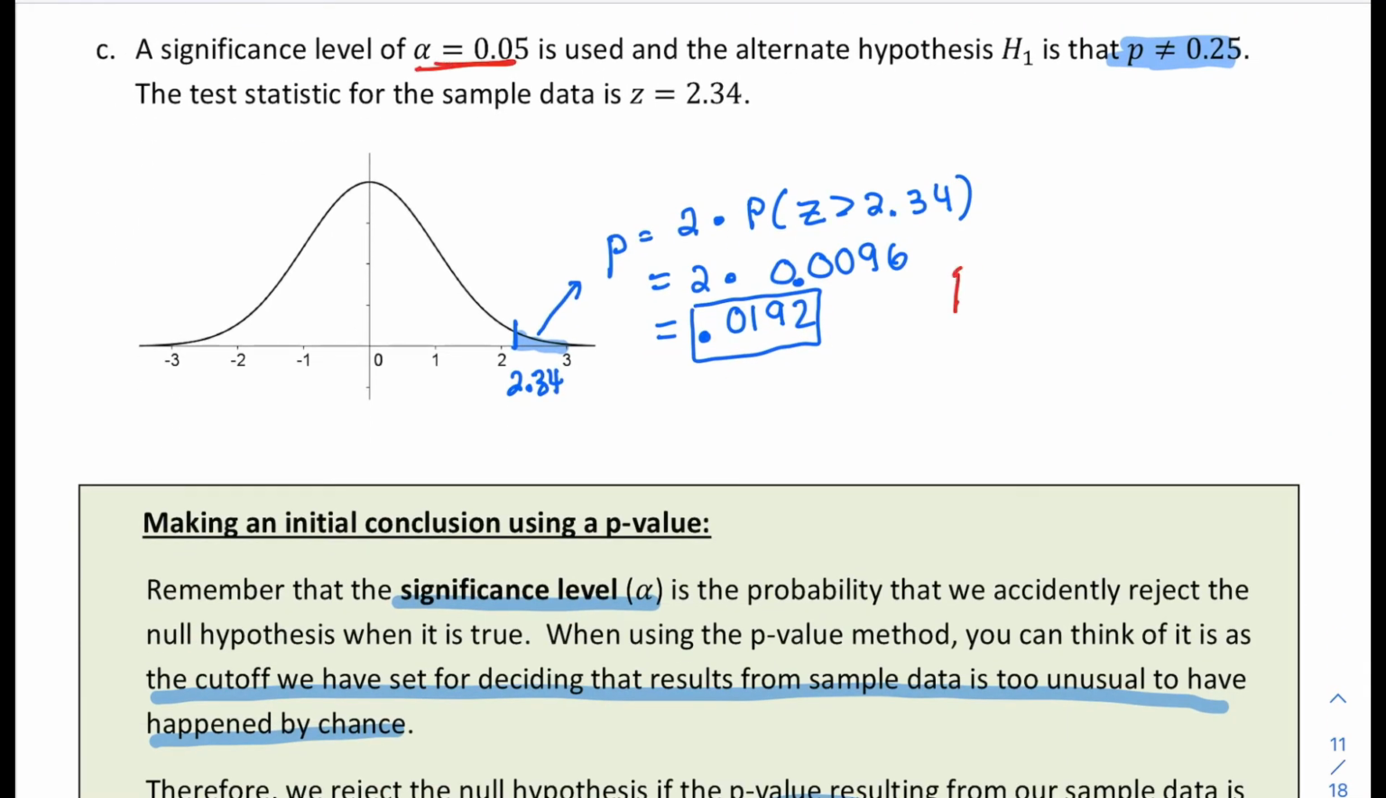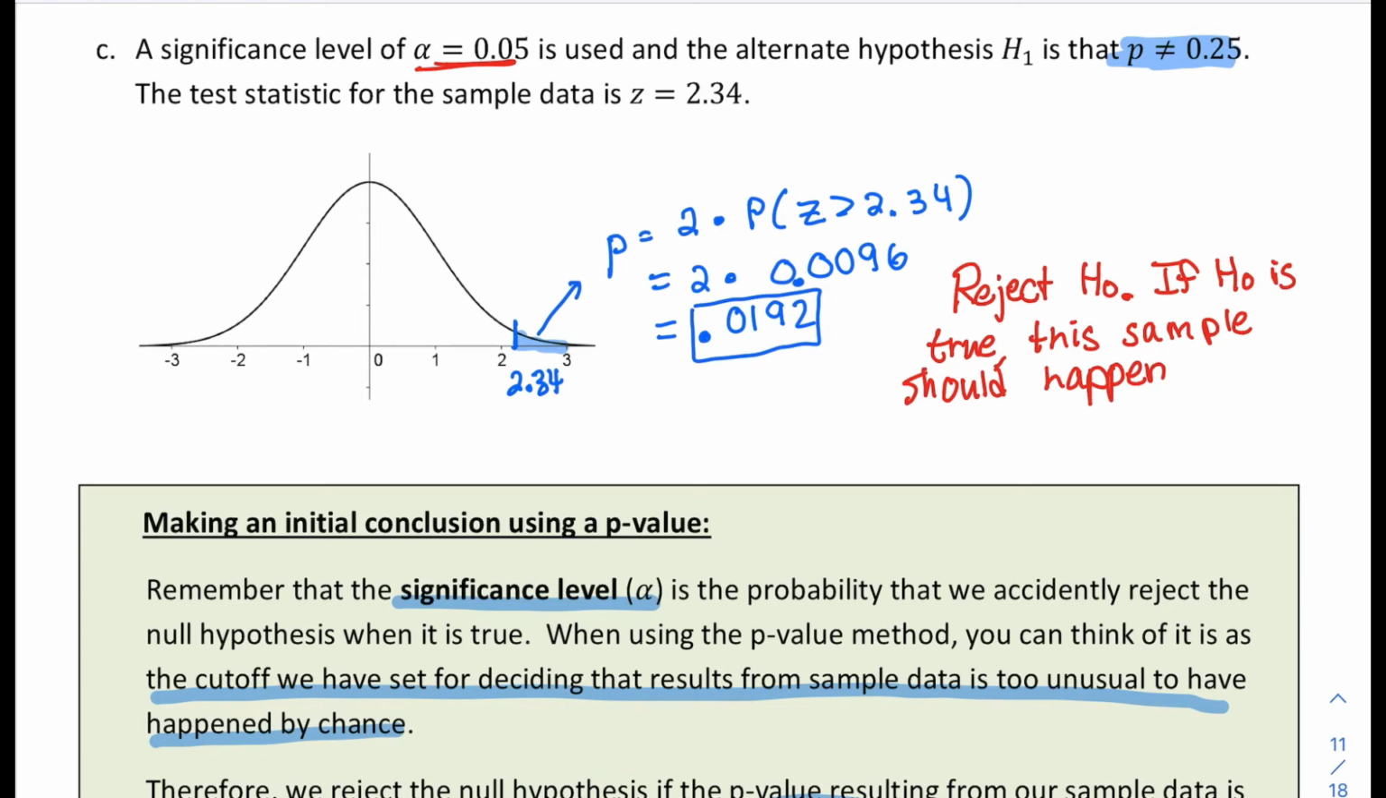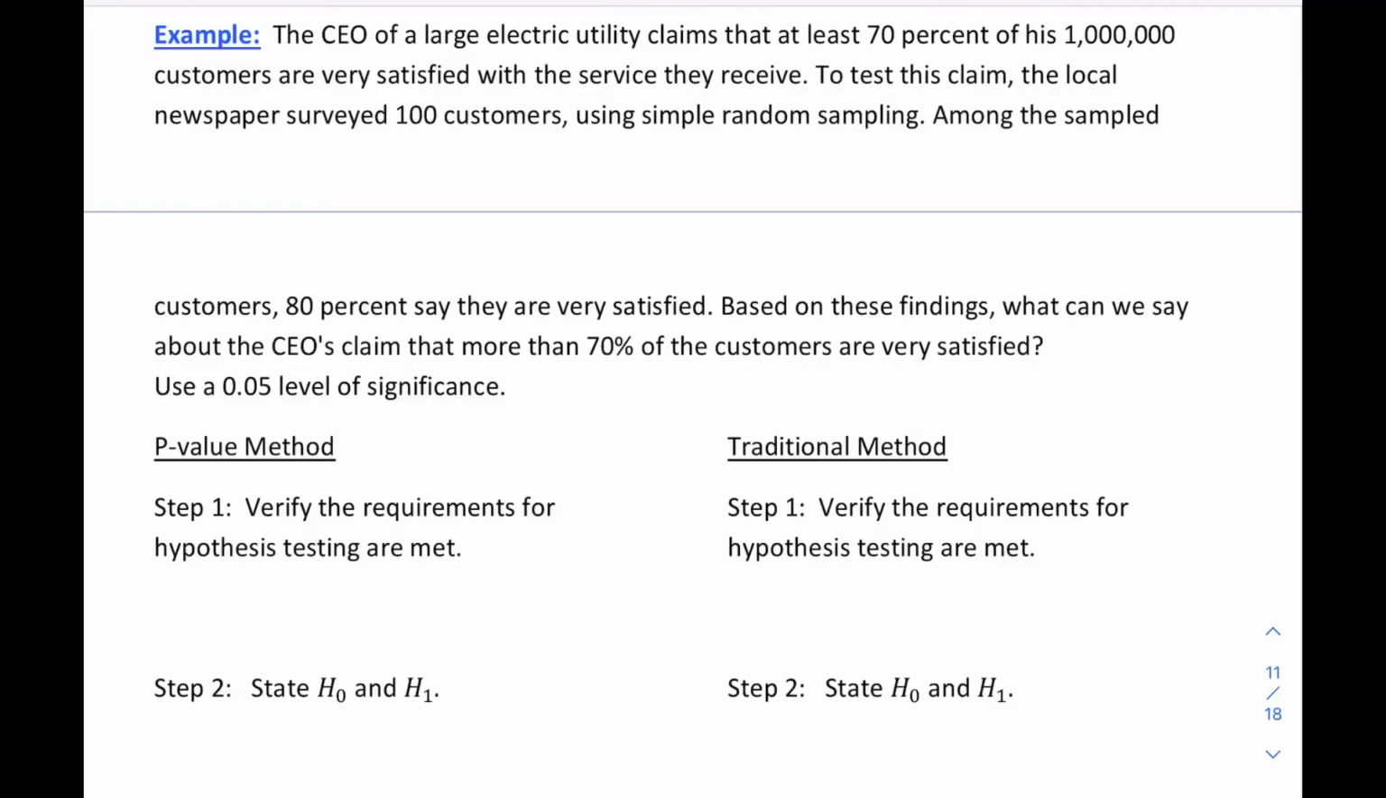Okay, last one here. Significance level is 0.05 and my p-value is smaller than that, which means we will reject our null hypothesis. If we assume the null hypothesis is true, this sample should only happen 1.92% of the time, which is pretty darn unlikely, and it's less than the 5% cutoff that we have set, so we will reject.